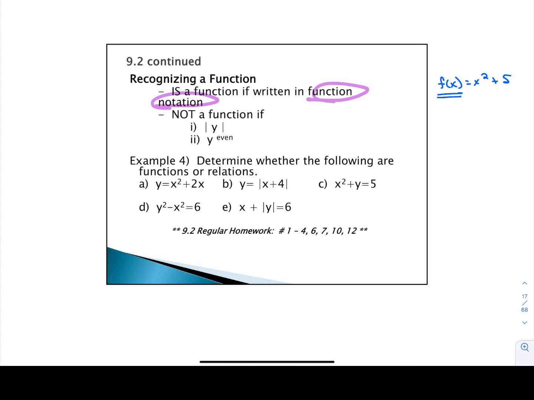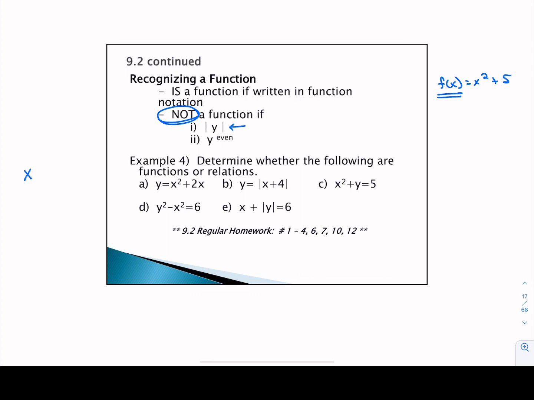This is where we've got to be careful and mindful of what our graphs look like. So the criteria I want you to look at for something not being a function are one of two things. If you see an equation with an absolute value symbol, so those straight lines up and down, and a y inside, we know that this is not a function.